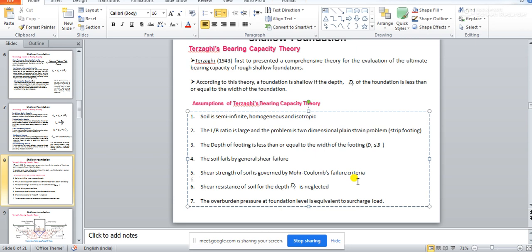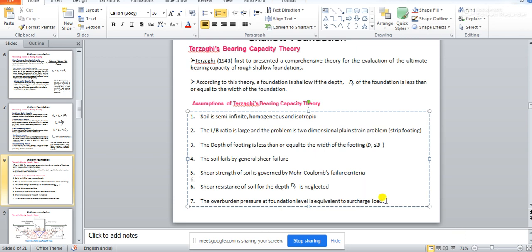The soil above the footing, the soil from ground level down to the footing depth, the amount of soil which is resting above the base of the footing, Terzaghi assumed that that portion of the soil will not be giving any kind of shear resistance. Only the shear resistance will be given by the soil below the footing.